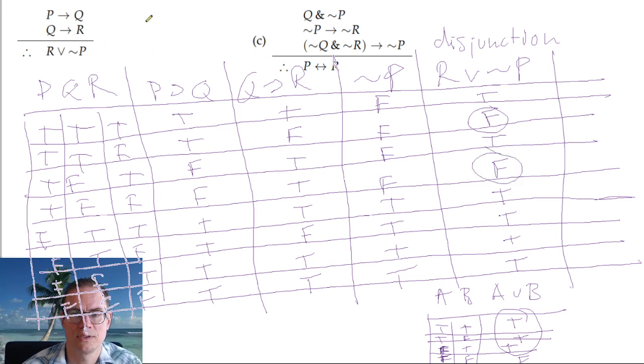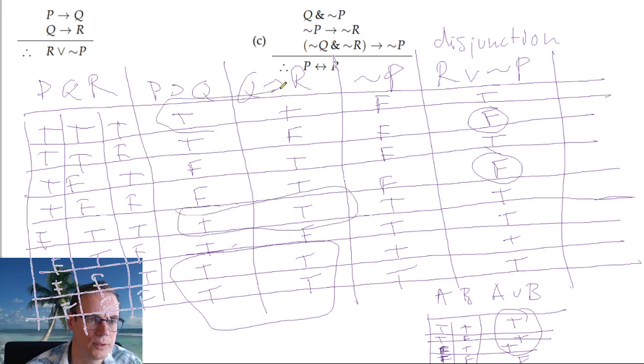Now, the question was, is this valid? So are there any lines where P horseshoe Q is true and Q horseshoe R is true, yet the conclusion is false? Well, here's a line. When are they both true? They're both true here, they're both true here, and they're both true here. And the resulting conclusion is also true, right? True here, true there, and true there.